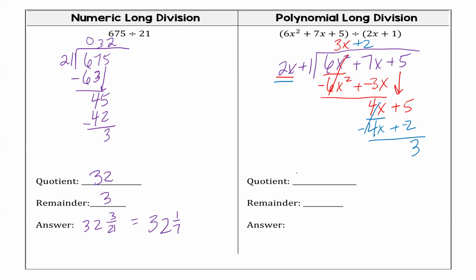So our quotient is 3x plus 2. Our remainder is 3. So therefore, our final answer would be 3x plus 2 plus 3 out of 2x plus 1.